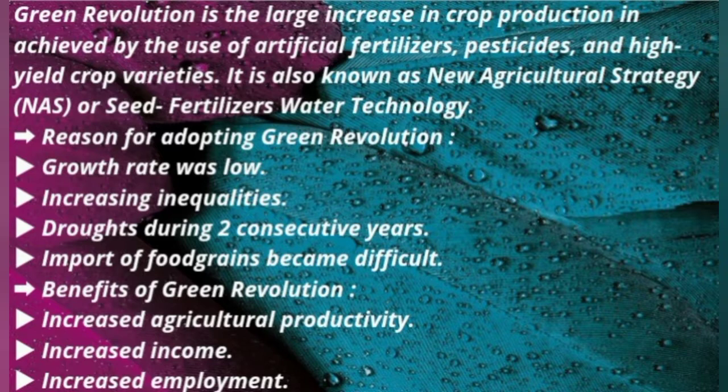What are the reasons for adopting Green Revolution? The reasons are that the growth rate was very low, increasing inequalities, droughts during 2 consecutive years, import of food grains became difficult because USA denied to supply food to India, PL 480, and the war with Pakistan. What are the benefits of Green Revolution? Green Revolution increased agricultural productivity and production, increased the income and provided employment opportunities to the people.